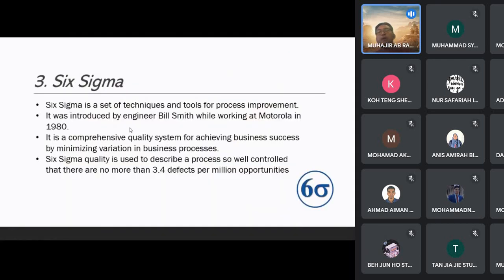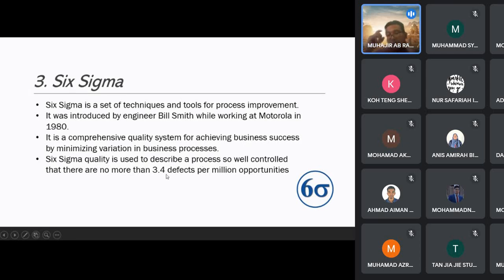Okay, last, the other common quality system used in companies is Six Sigma. Six Sigma is a set of techniques and tools for process improvement. It was introduced by engineer Bill Smith while working at Motorola in 1980. So this guy is the founder of this approach, and later it was improved by Honeywell and General Electric, GE, in the US. All these are US companies. It's a comprehensive quality system for achieving business success by minimizing variation in business processes. Six Sigma quality is used to describe a process that is well controlled and monitored.